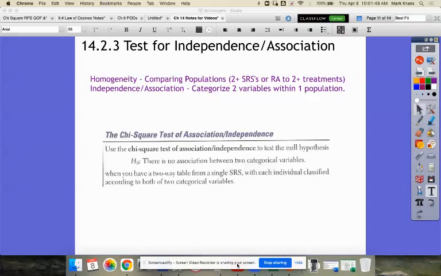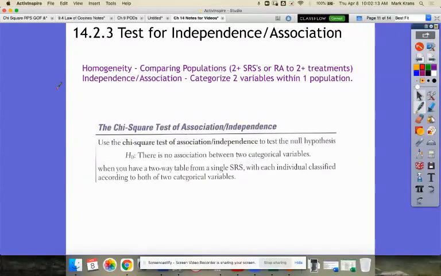All right, we want to look at the test for independence and association. The big difference is homogeneity: you're comparing multiple populations or treatments. Two or more simple random samples, or random assignment to two or more treatments, and then you're comparing those. They both have two-way tables, but here you are categorizing two variables within one sample, within one population.